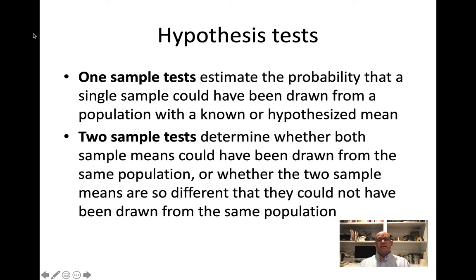A two-sample test goes out and we gather data to determine the probability that the two samples could have been drawn from the same hypothesized, same unmeasured population. Now let's take a mental journey really quickly. If I go out and I sample students at Cal State Fullerton, and I look at GPAs, and I ask a set of students what their GPA is and what their major is.